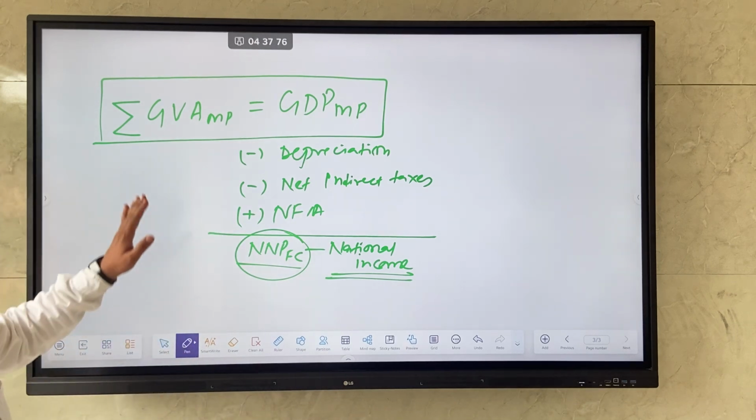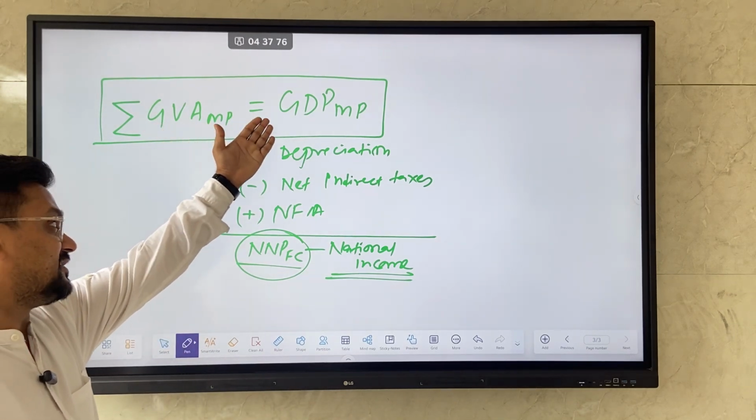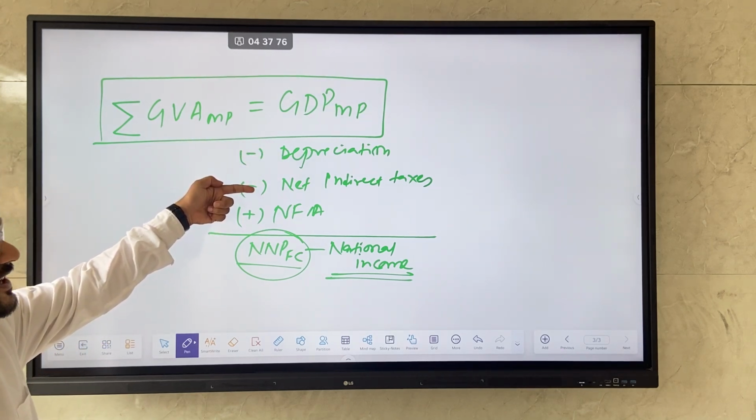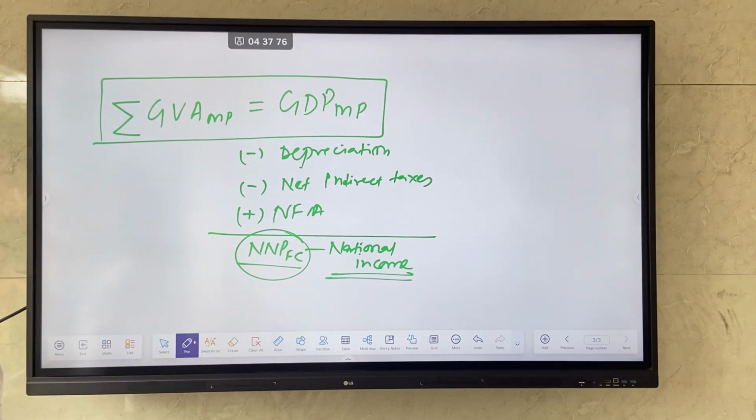Okay, so from gross value added, the summation of gross value added by different firms, we get GDP, subtracting depreciation, subtracting net indirect taxes, adding NFIA, we get NNP at factor cost, which is national income. I hope you have understood.